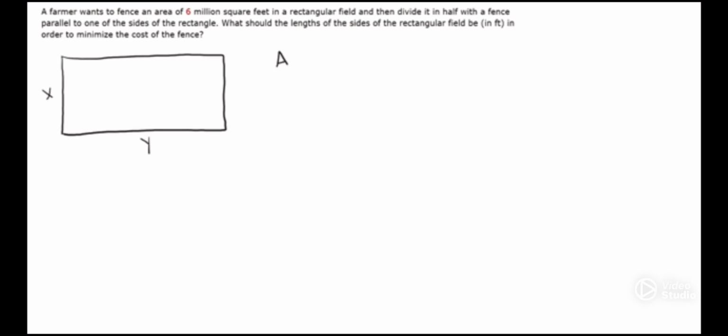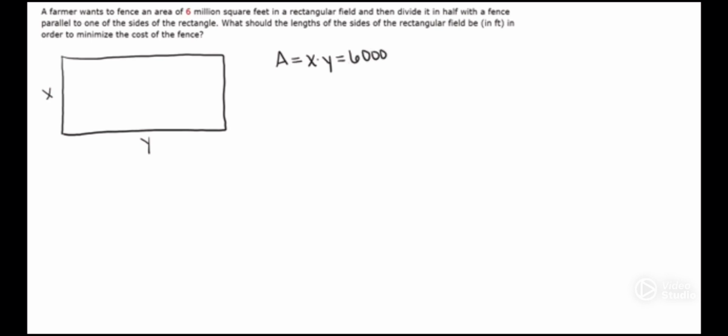For this question, we will have a fence that has an area of 6 million square feet in a rectangle field, and then divide it in half with the fence parallel to one of the sides of the rectangles. So we can make a quick drawing of this. We can have our length represented by x, and we can have our width represented by y.